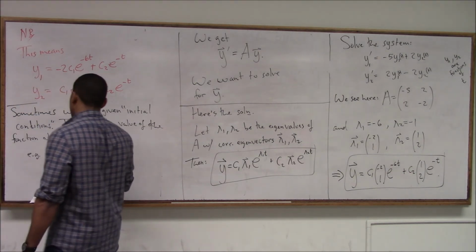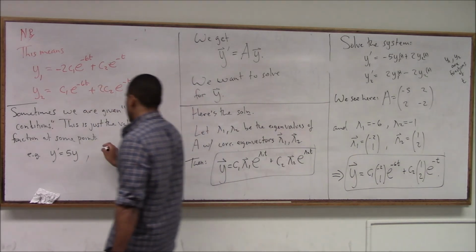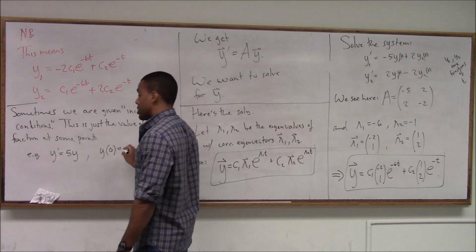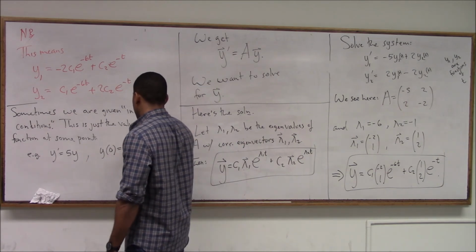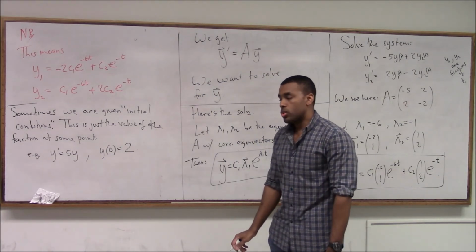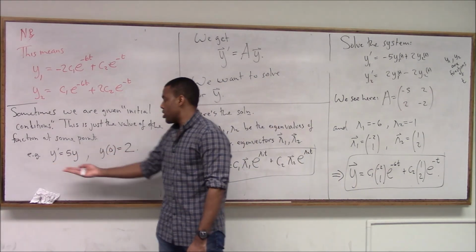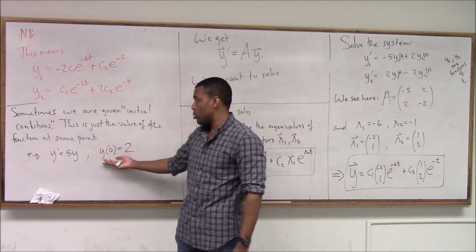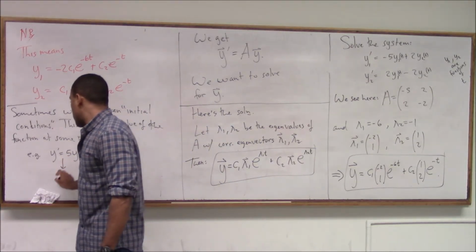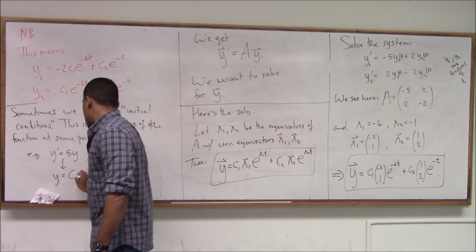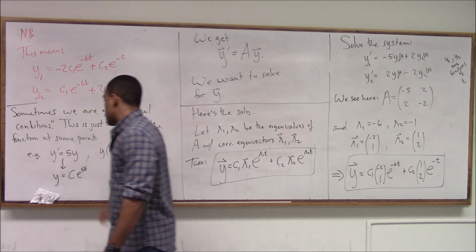But I tell you the function that I want is the one where when my t is 0, the output is 2. So I give you a differential equation, but I also give you what we call an initial condition. Some condition I want that to hold. Notice that you can solve this guy. You know that your y is going to be c e to the 5t, right?